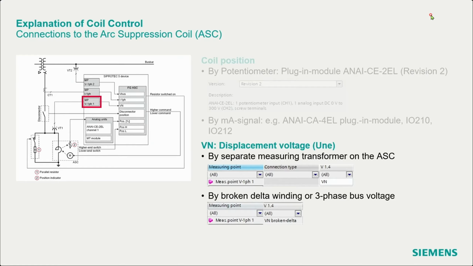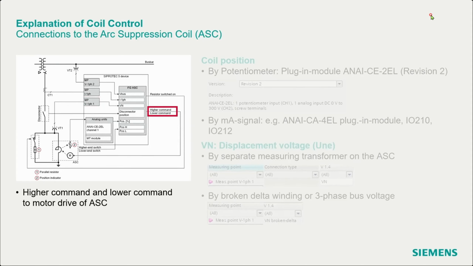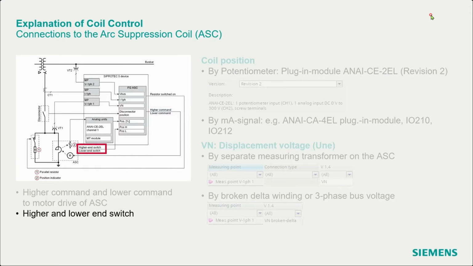The function will then calculate the zero sequence voltage from the free phase measurement. In addition to the measurement, we will also need higher and lower commands, of course, to the arc suppression coil, so we can give active commands to the coil to move higher or lower. So this is what we strictly need. In addition to that, we also recommend to wire the higher and lower end switch of the coil so that the function immediately gets the information that the higher or lower end of the coil is reached.